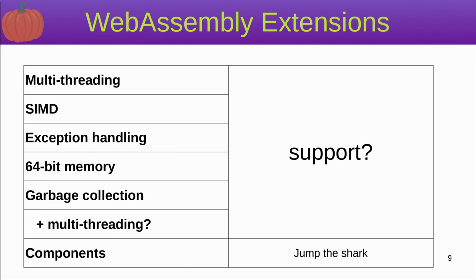And it gets a little messier than that because of things like garbage collection and multi-threading. I guess JavaScript is single-threaded, so their garbage collector by default is single-threaded. So you can have a WebAssembly VM that supports garbage collection and multi-threading, but maybe not both, and weird things like that.